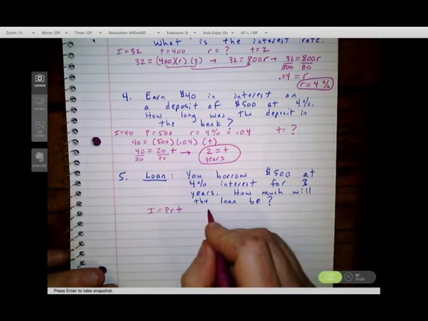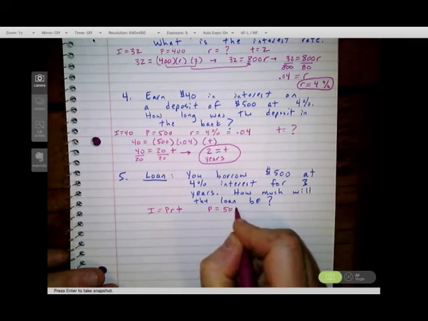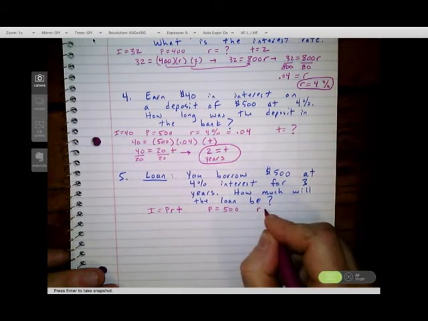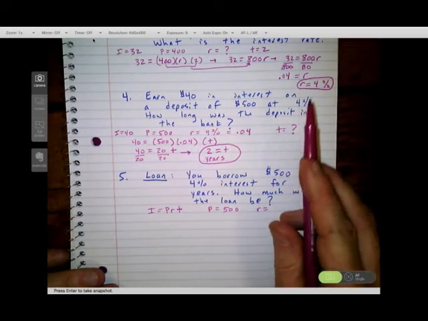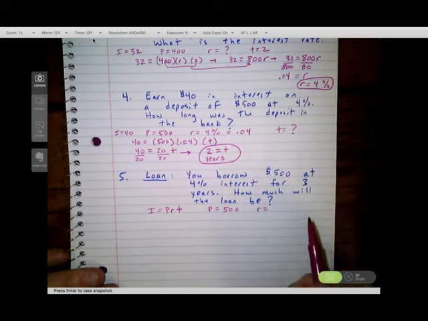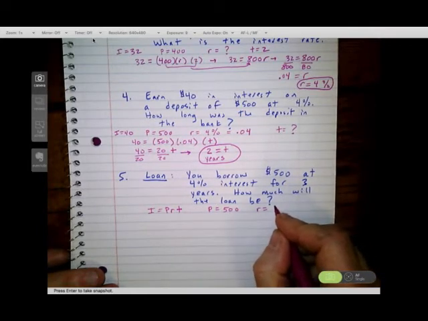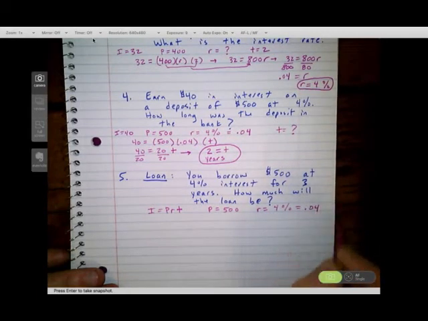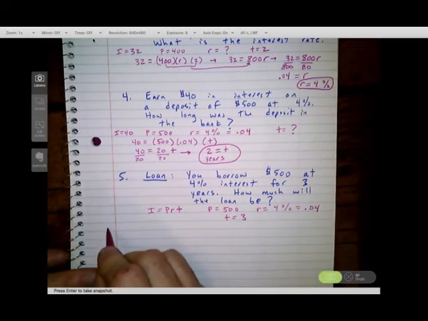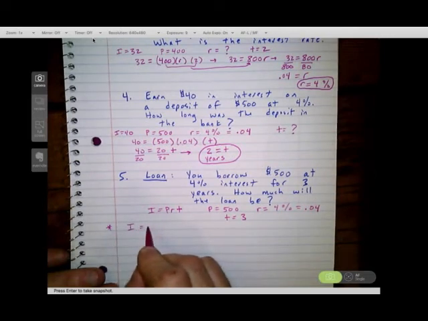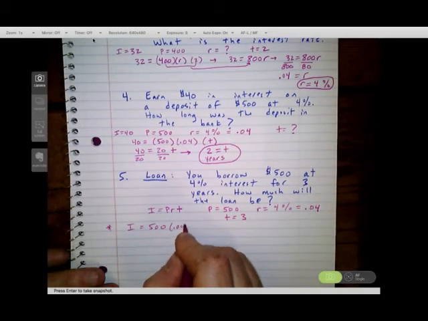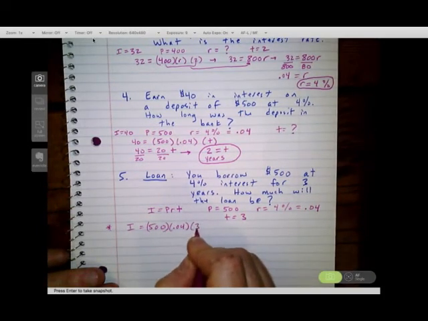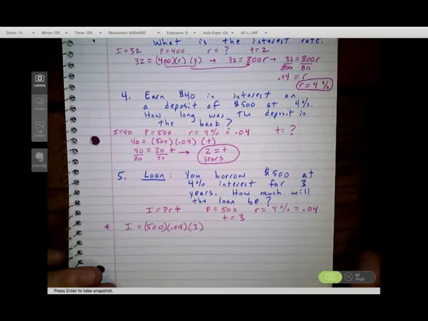Okay, so we've borrowed 500 bucks. There's P, 500 at 4% interest. So R equals, not every problem is going to have 4% interest. I realize that every problem I wrote up here does, but that's not always going to be the case. 4% interest, two places to the left to make a decimal, 0.04, and T is 3 years. Okay, let's figure out the interest we're going to have to pay the bank back. So I equals 500 times the rate, 0.04, times the time, which is 3.